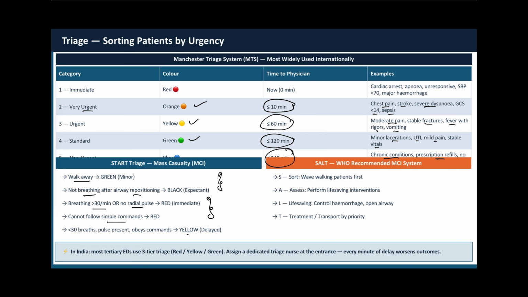Patients who come under yellow are patients whose respiratory rate is less than 30 but more than 20, patients whose pulse is present but can be feeble, patients who actually obey the commands.